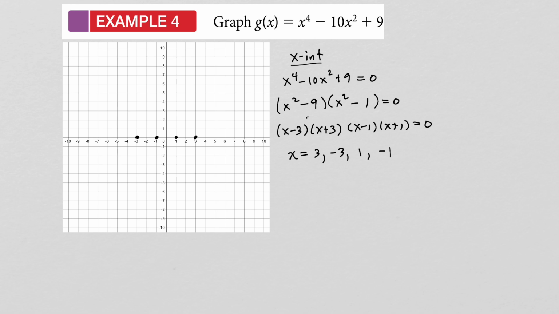Notice that all of these factors are raised to the first power. That means that whatever's happening here, these are passed through, right? So the graph is coming and passing through that point. It's not just touching and turning around. Now, one more thing that'll be very helpful here is let's go ahead and find the y-intercept. To get the y-intercept, we just let x equal 0. And notice when you plug 0 into a polynomial, basically what you get is just the constant term. So g of 0 is equal to 9, and that point is up here.